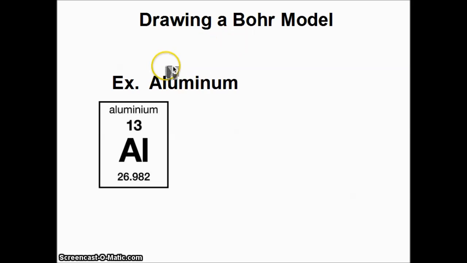So, drawing a Bohr model, here's our example. I want to try to draw aluminum. The very first thing that you need to know is how many electrons do you have. Remember, the atomic number tells you how many protons you have. And if it's a neutral atom, which that's what we're dealing with, aluminum, there's no charge, the number of protons equals the number of electrons. So I have 13 electrons. You always want to start with drawing the nucleus, because that's in every single atom. You always have a nucleus.